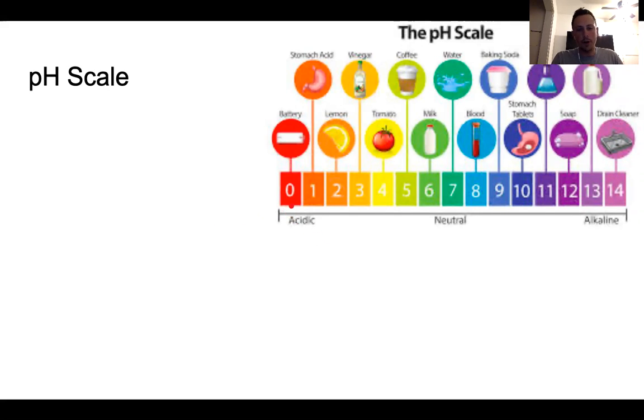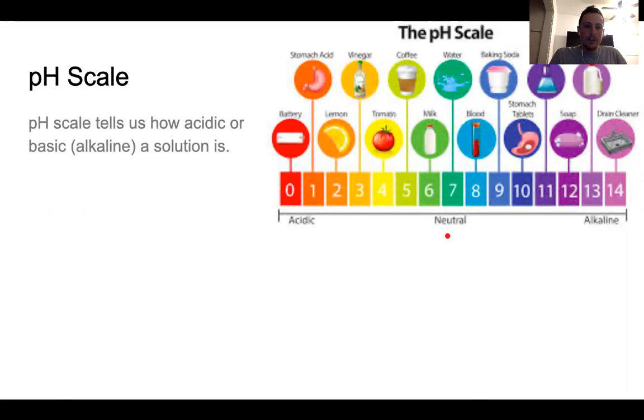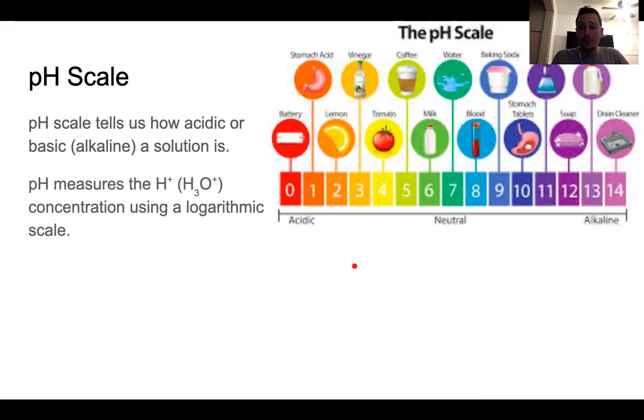So we've seen the pH scale before. We know it goes from approximately 0, which is very acidic, all the way up to 14, which is basic, also known as alkaline, with 7 being neutral. So the pH scale tells us how acidic or how basic a solution is. What it's actually measuring is the H plus concentration of the solution.